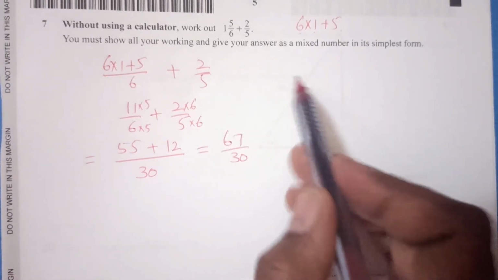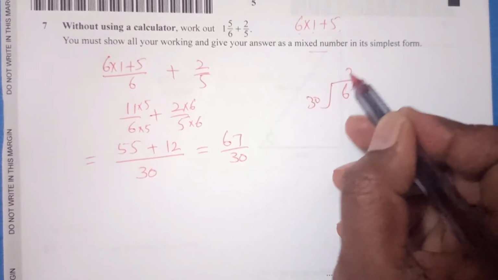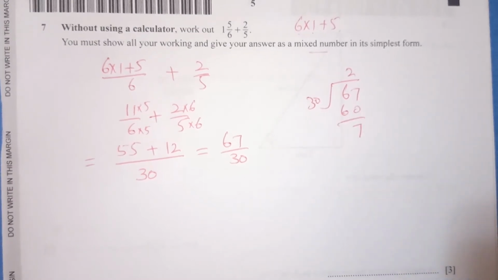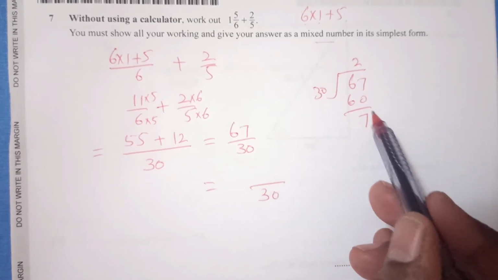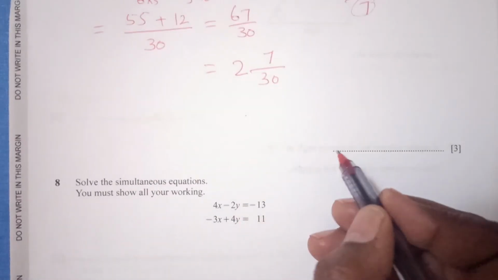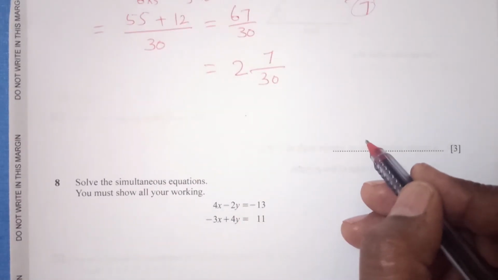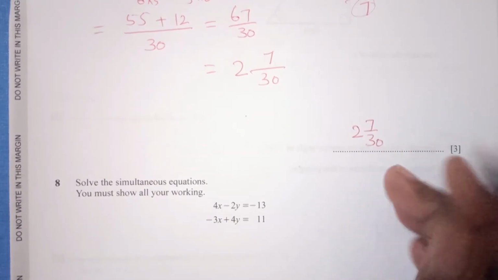Now we need to write this as a mixed number. So 67 divided by 30. 3 times 2, it is 60. So the remainder is 7. 30 is the denominator, that will remain here. The remainder always goes up and the divisor comes here. So this is your final answer, 2 and 7 over 30.